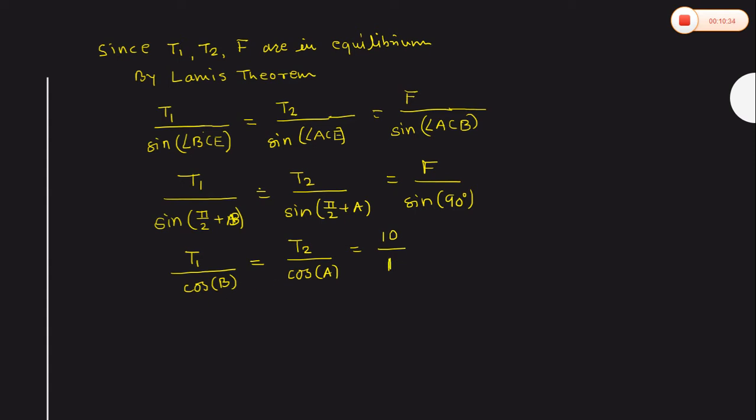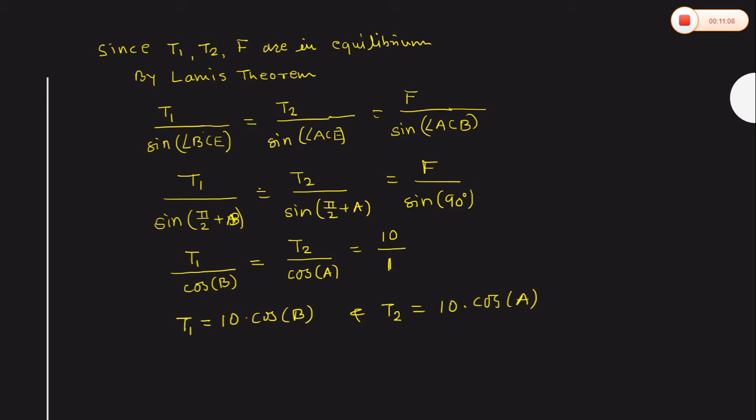Now I am considering these three ratios. Considering the first ratio and third ratio, I will get the value of T1 is equal to 10 into cos B, and T2 is equal to 10 into cos A. Alright. Now the only issue is how to get the value of cos A and cos B.